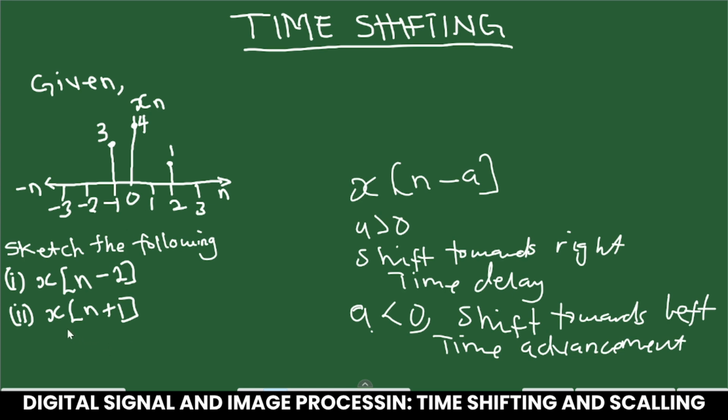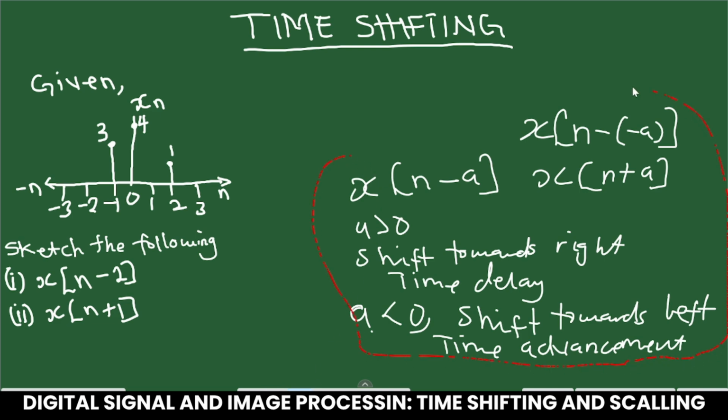In that case, the expression x of n minus a will turn into x of n plus a, right? So whenever you see x of n minus a, just bear in mind that you are going to shift towards the right, and it's termed time delay. When you see x of n plus a, you are going to shift towards the left. So let's solve this example with what we have just said.